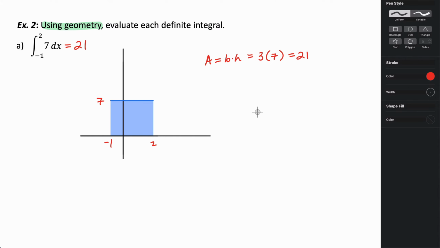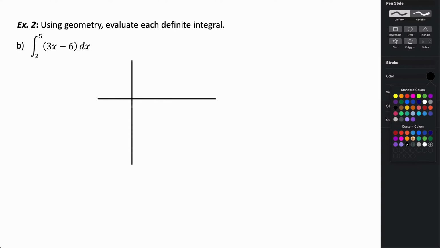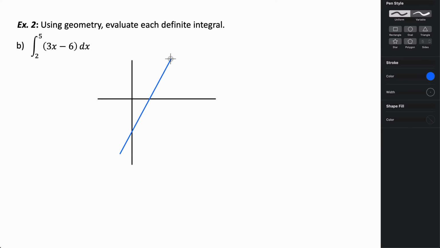Okay, so let's try another example. In this case, we want to draw the line 3x minus 6, and we're trying to calculate the area under the curve from x equals 2 to x equals 5. So again, draw some axes here, and we have our curve. It has a slope of 3, and it intersects the y-axis at -6, so it's going to do something like this.